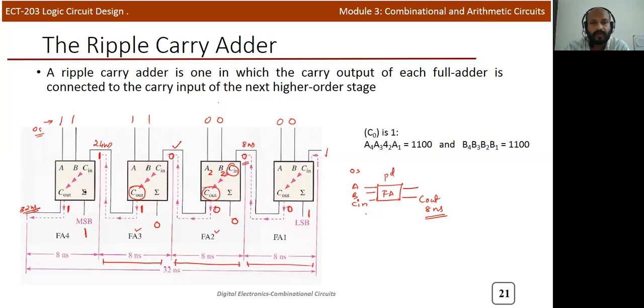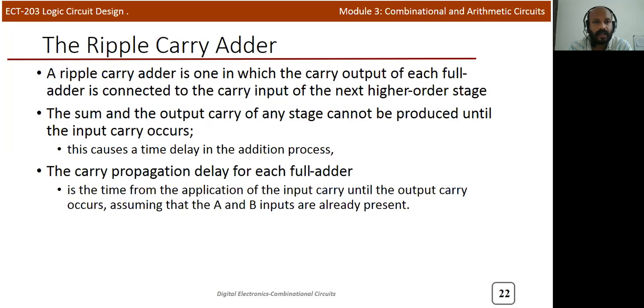So this is the problem of the ripple carry adder. If the number of bits is 8 or 16 or 32, we need to take even more time. This is one of the problems faced in the ripple carry adder. This is a worst-case delay that we are discussing. To solve this, we use another circuit known as the look ahead carry adder. We already discussed the problem of the ripple carry adder. It causes some time delay in the addition process, a carry propagation delay for each full adder. That's the main problem.